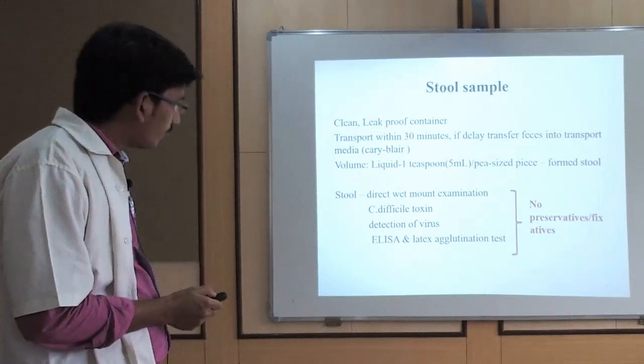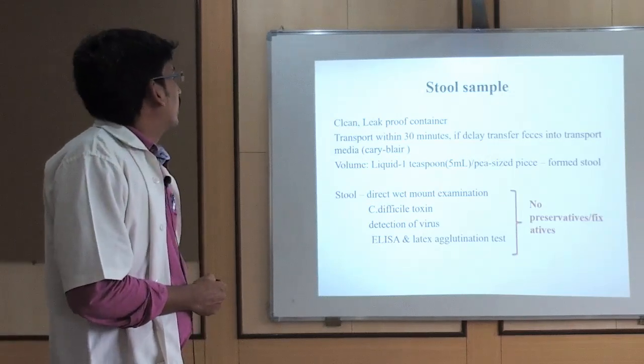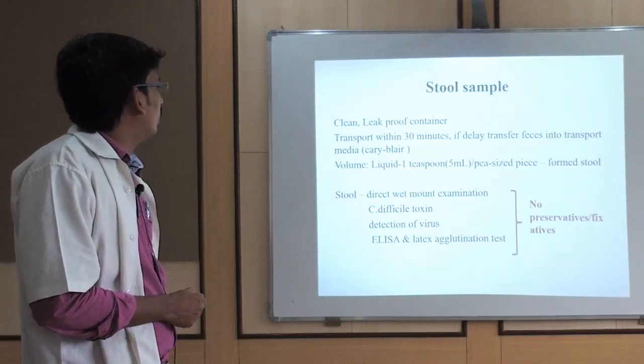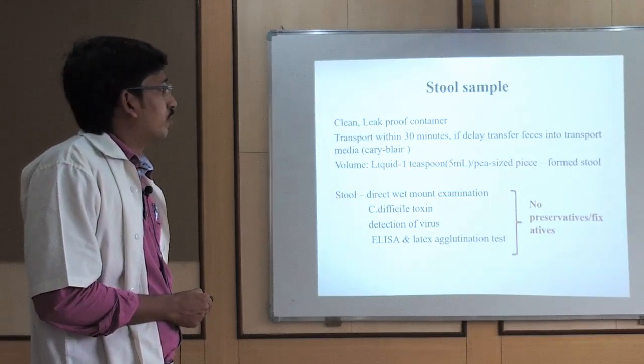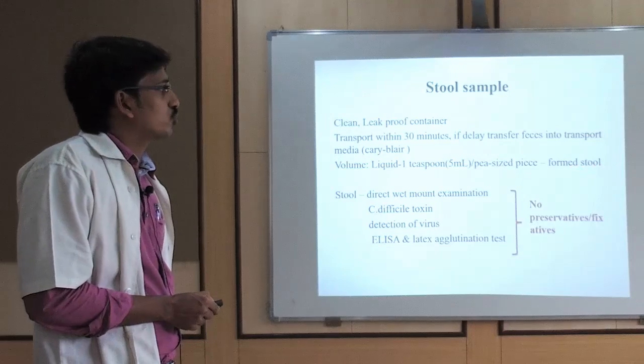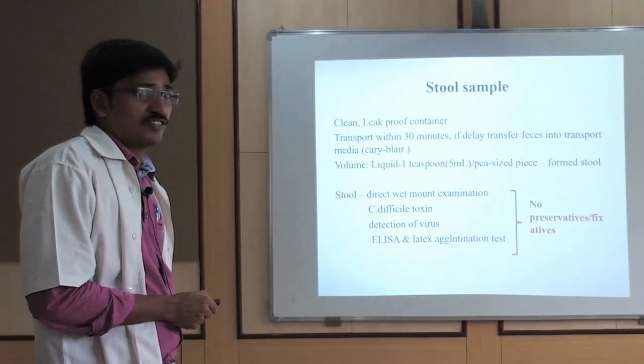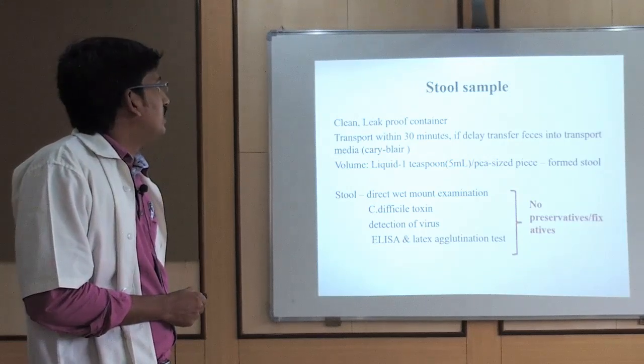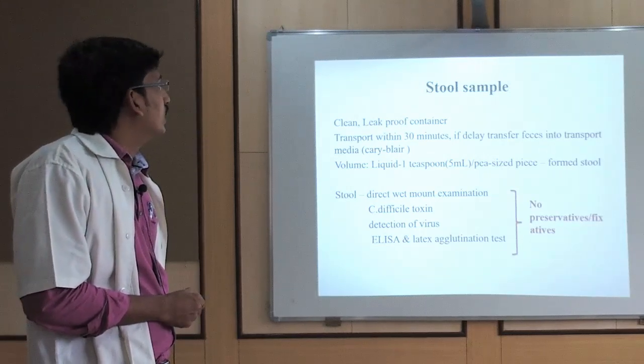And coming to collection, we take a clean leak-proof container. In case of liquid stool, you take 1 tablespoon, that is 5 ml of stool sample. In case of formed stool, a pea-sized amount of stool is sufficient. Then after collecting, you transport within 30 minutes. If delayed, transfer the fecal sample into transport media.